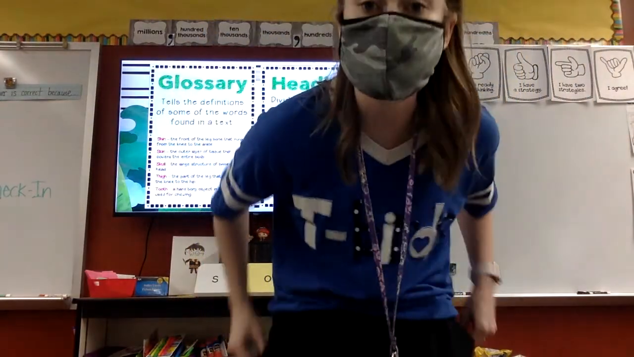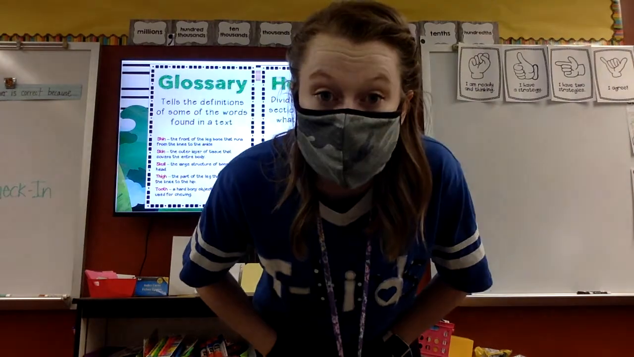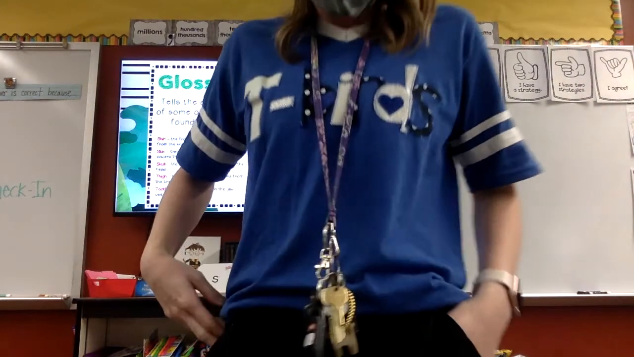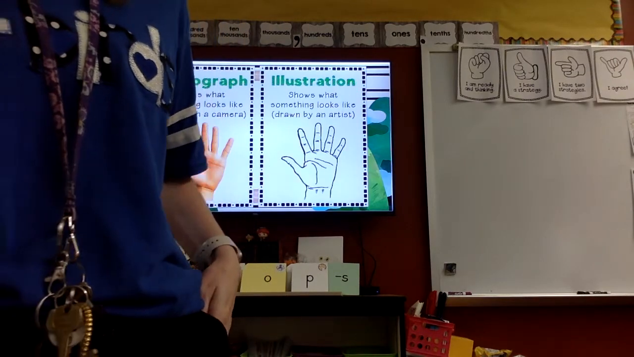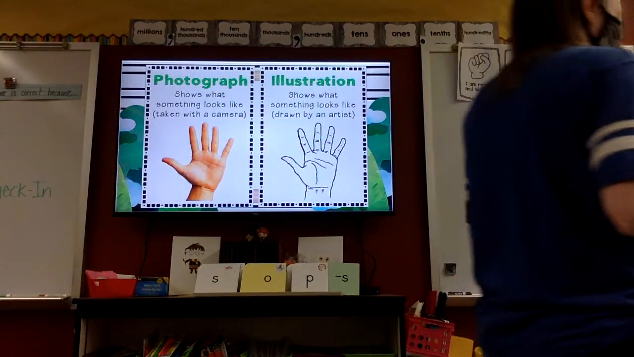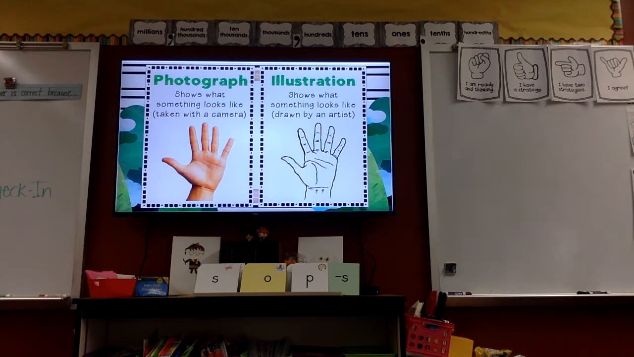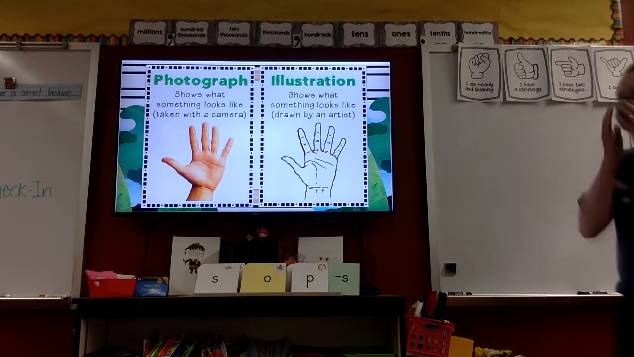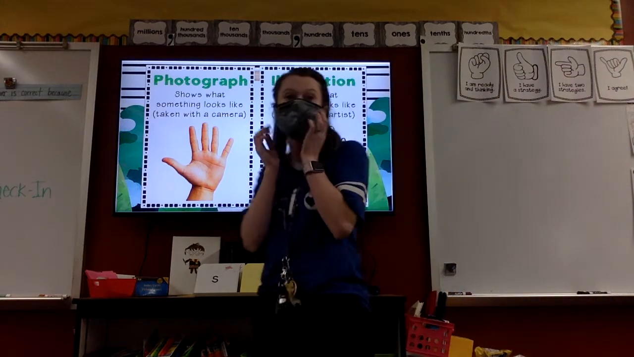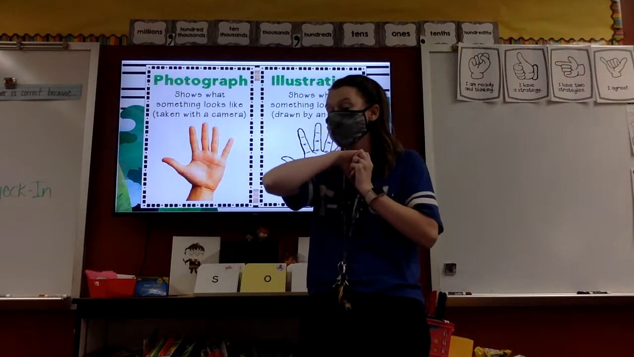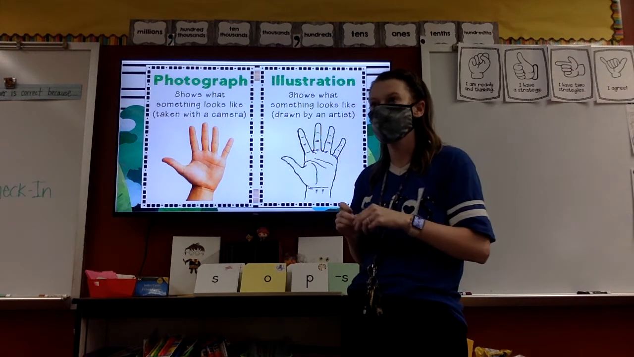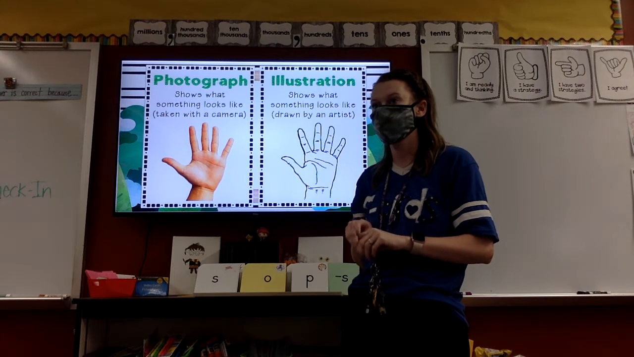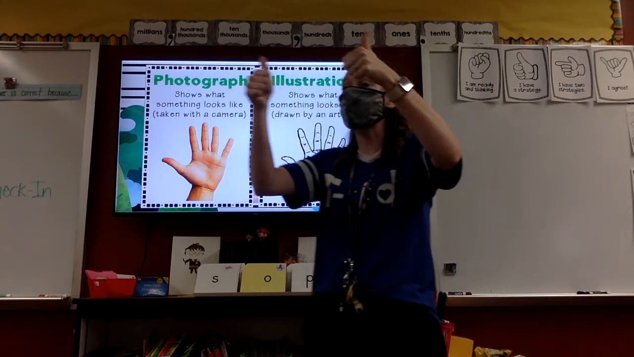Now remember, my virtual kiddos, all of these will be on your Google Classroom to find later. We're just reviewing them right now, okay? All right, these are two really easy ones. Photograph and illustration. Does somebody already know the difference between a photograph and an illustration? Does anyone know the difference? Photograph is when you take a picture and illustration is when you draw it. That is a great description.